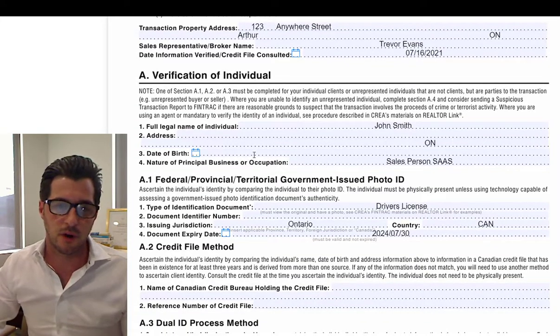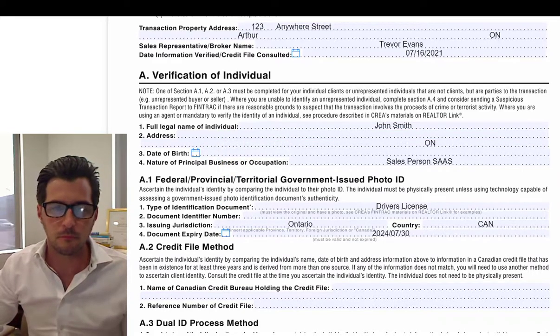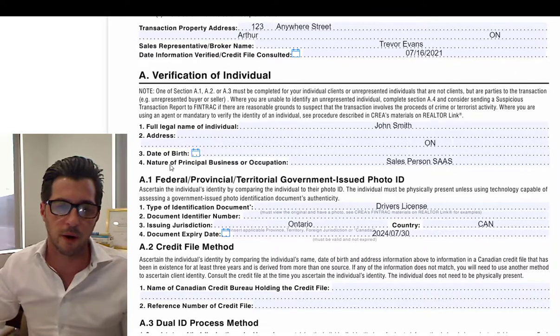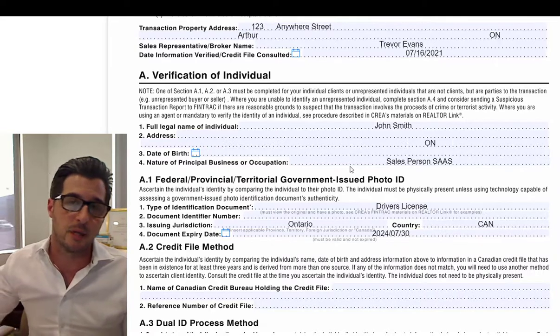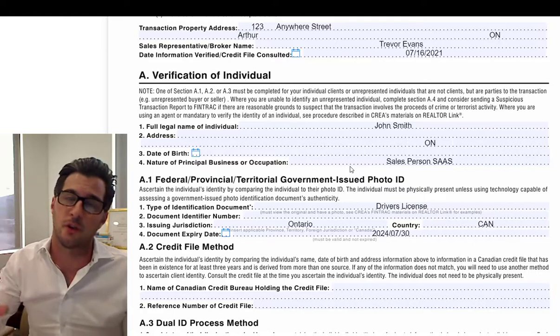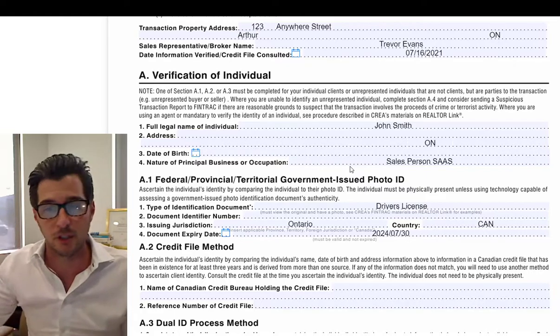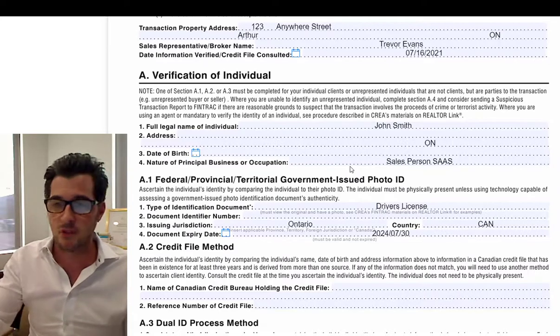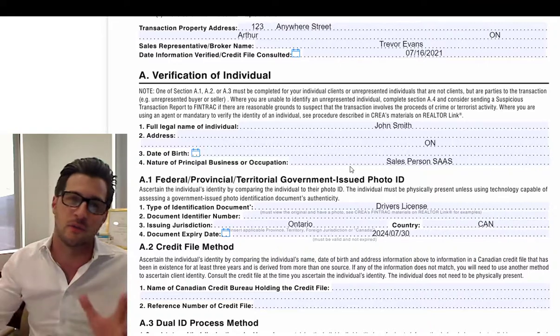I've just put John Smith here. Obviously, plug in the numbers here, plug in the information, the address here. The date of birth, you will be required to put that in. The nature of the business or occupation, a lot of agents leave this blank, and we come right back to you and say, no, we need to know the role. If it's a teacher, put teacher. If they're retired from teaching, put retired from teaching. Salesperson, software as a service, go ahead, put that. As much detail as you can. You don't have to give their resume.